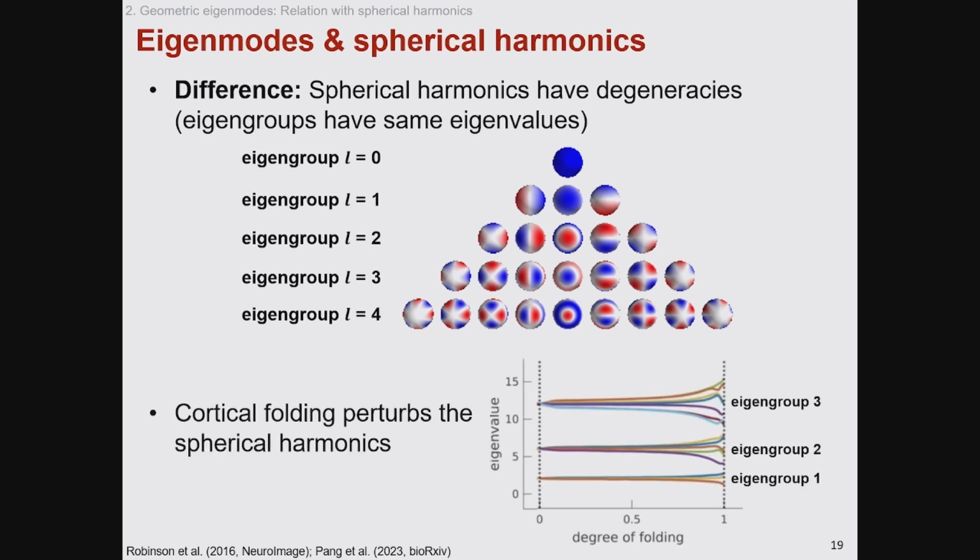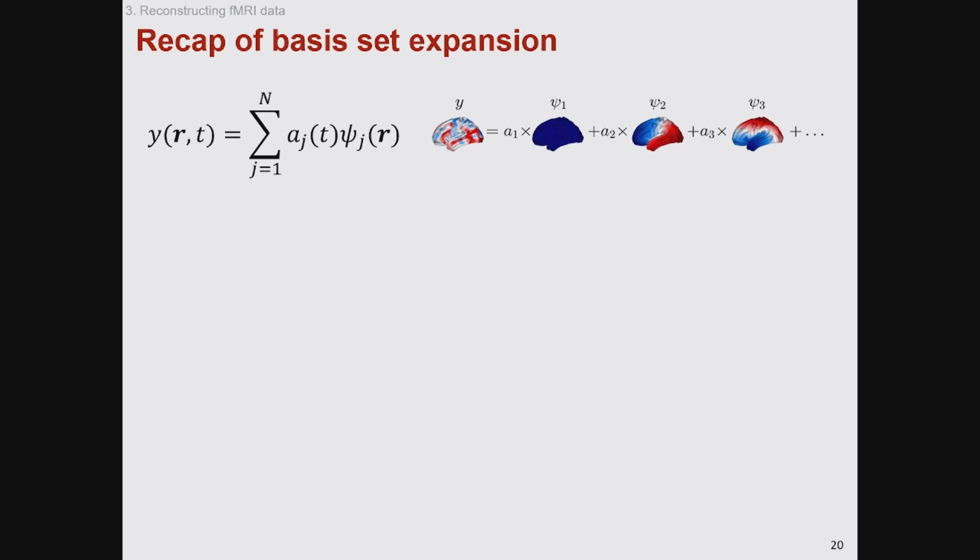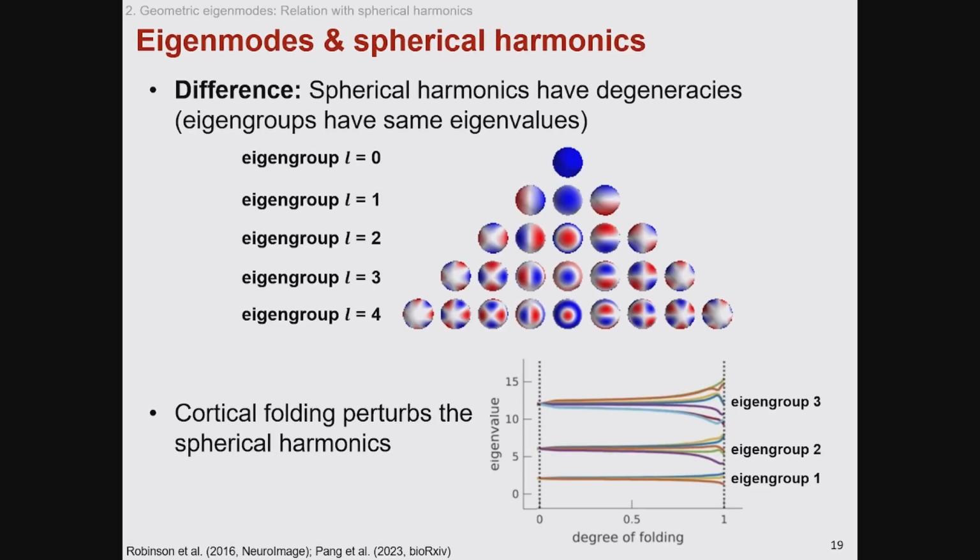If I plot the eigenvalue of a sphere, you will see that each eigengroup will have the same eigenvalue. Now, the only difference with a cortex is that the cortical folding perturbs the symmetry in your system. Hence, as you keep adding folds to your sphere, the eigenvalues within each eigengroup will start to disperse. So they start to separate from each other.